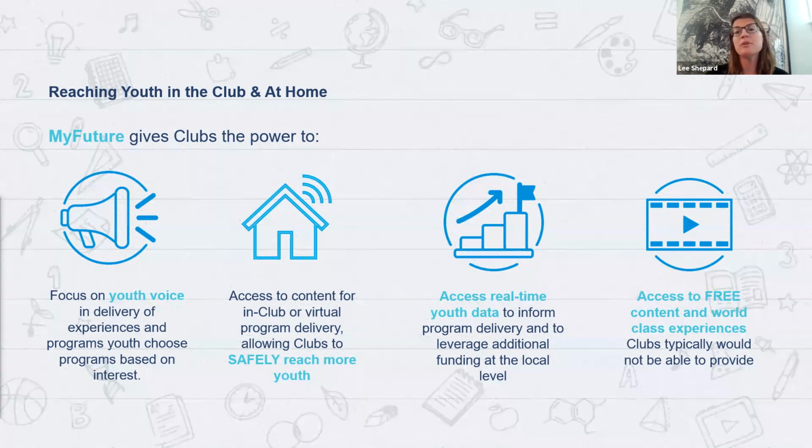I'll give you an example of one of our experiences. You can actually go on a tour and experience the Smithsonian on MyFuture. A great example, cost-wise: most youth are not going to be able to get on a plane and fly and tour the Smithsonian. So how do we bring that experience to the youth in our clubs? MyFuture is the way that we can do that.